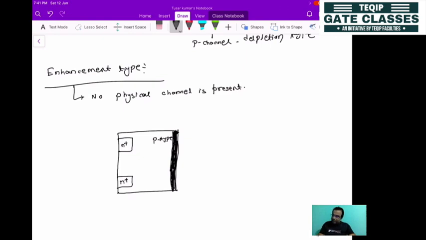Then here we will have the metallic oxide. This has the metallic oxide. Here you can put the metallic contact as in the previous case. So here also you can put the metallic contact for electrical connection, and here also you can put the metallic contact.